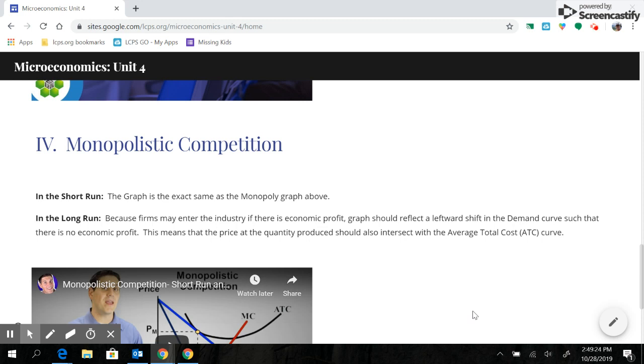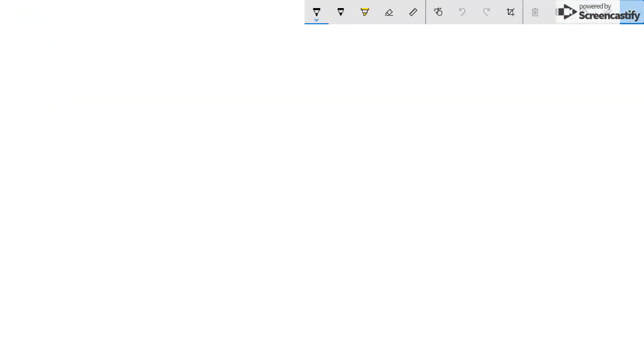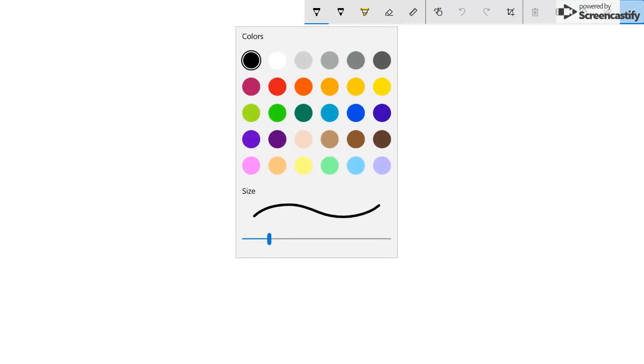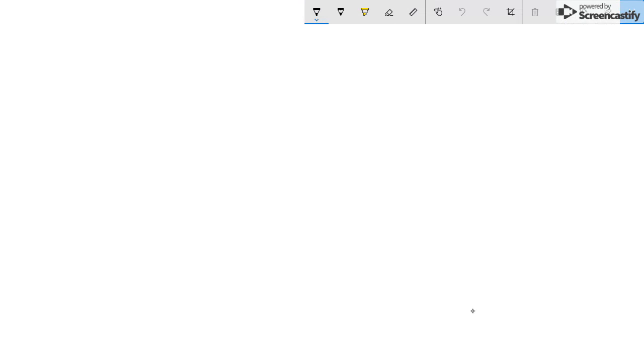Want to take a look at graphing monopolistic competition here. And remember, there's a difference between the short run and the long run. So let's first approach how you would draw this here. Okay, so we're going to start with the short run.